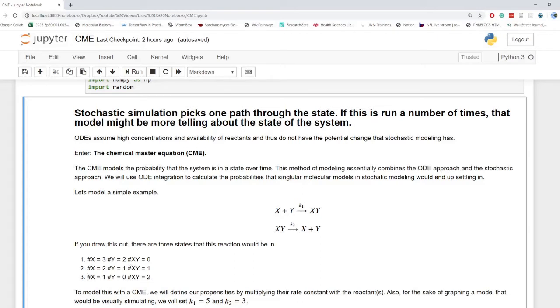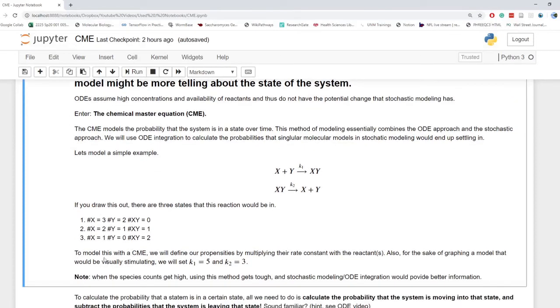And so there are 3 states, and the mixture can go back and forth between them, and we'll use that in our calculation of the probabilities of what state our mixture is going to be in. But that's going to be in a second. To model with the CME, we will define our propensities by multiplying the rate constants with the reactants, so our K1 and K2 times the reactants. Also, for the sake of graphing a model that would be visually stimulating, we will set K1 equal to 5 and K2 equal to 3. So we'll have some sort of settling in on certain probabilities that weigh better as we pass time.